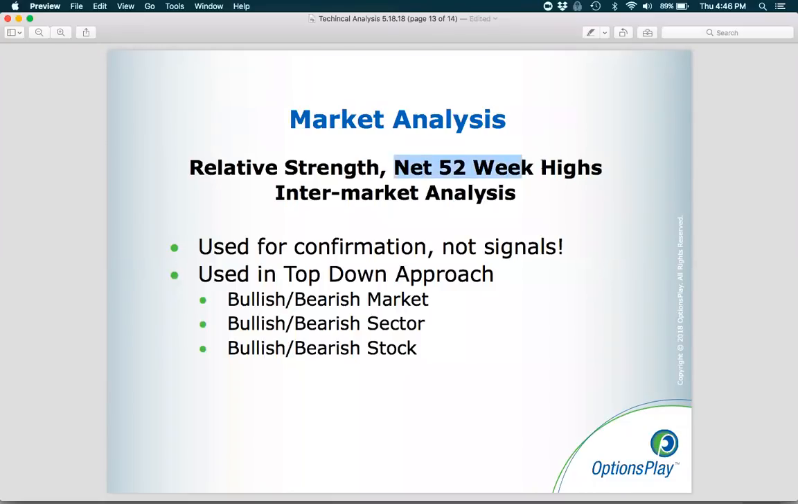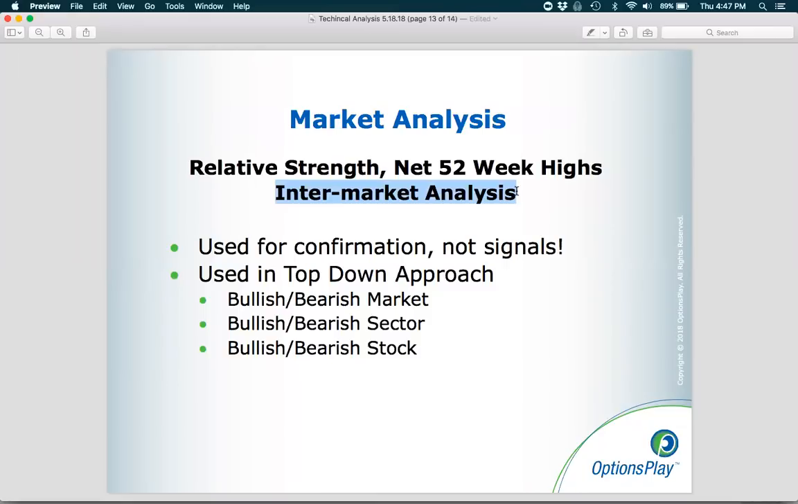You can look at the net 52-week highs of the overall market. You can look at intermarket analysis. There are all different ways to help you understand what the overall market is doing. It'll tell you, out of the S&P 500 stocks, how many of them are hitting 52-week highs versus 52-week lows. The more 52-week highs there are, the more bullish it is. The more 52-week lows there are, the more bearish it is.